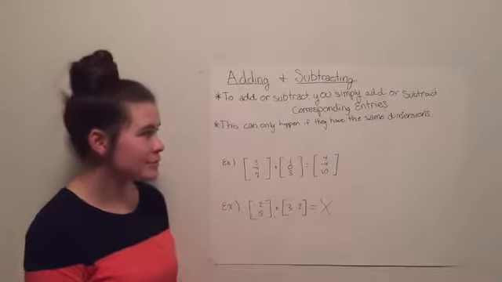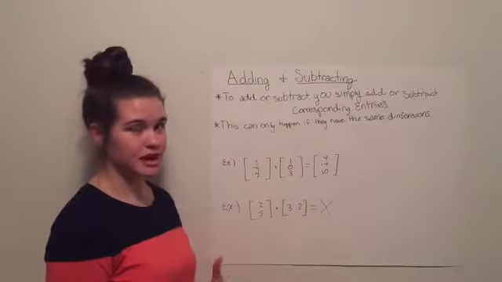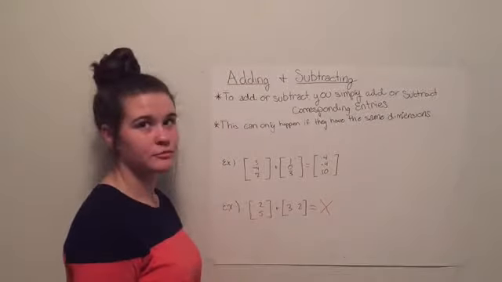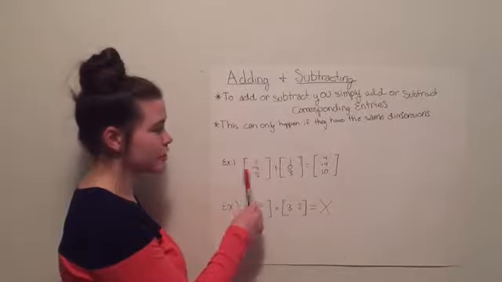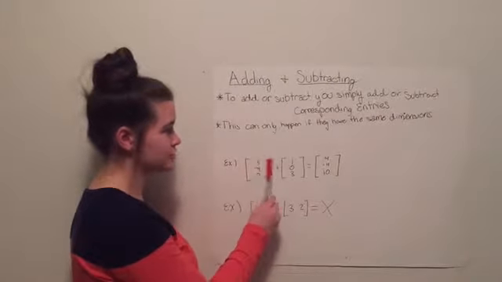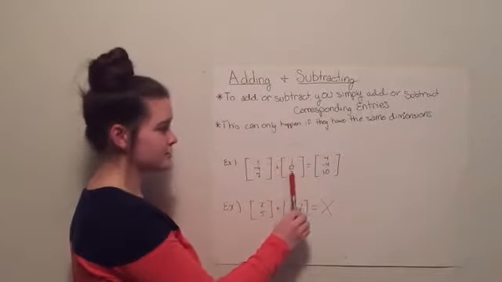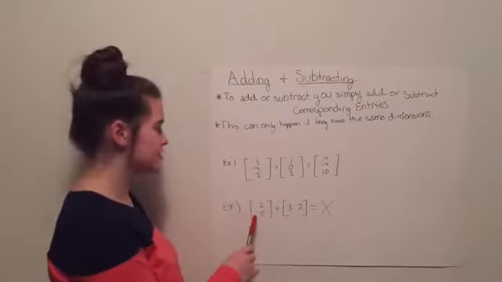This can only happen if the matrices that you are adding or subtracting have the same number of columns and rows. For instance, in this example, they have the same number of columns and rows, so you add across. 3 plus 1 is 4, -4 plus 0 is -4, and 7 plus 3 is 10. In this example, you cannot do it because there's a different number of columns and rows.